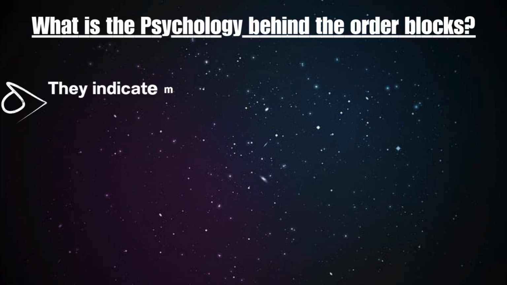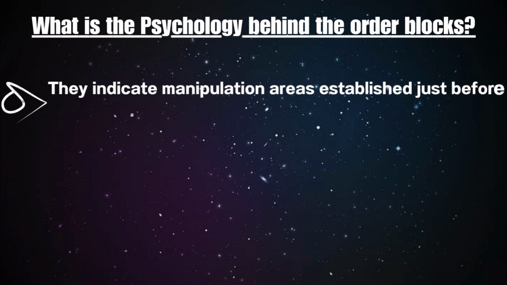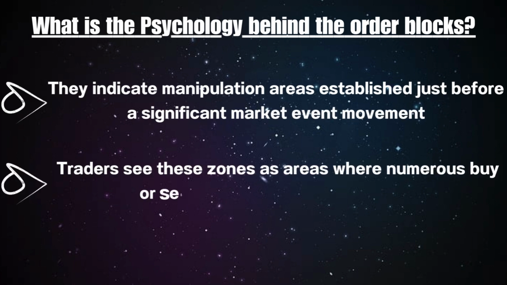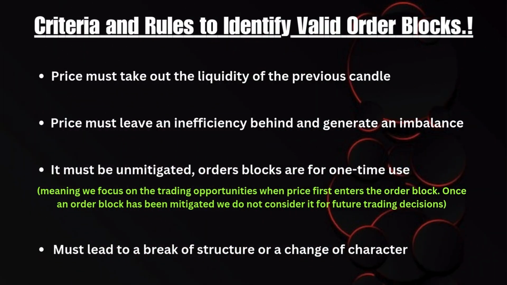1. They indicate manipulation areas established just before a significant market movement. And 2. Traders see these zones as areas where numerous buy or sell orders have been executed. Without wasting much time, let's head on to the criteria and rules to identify valid order blocks.